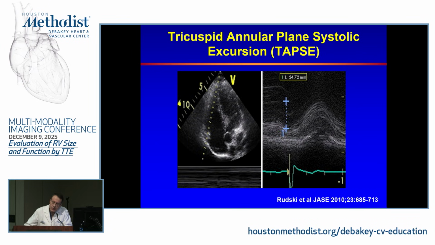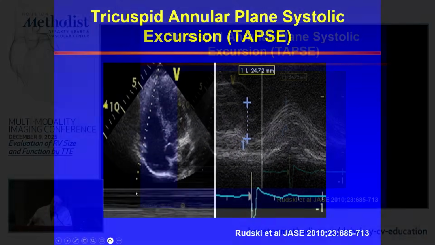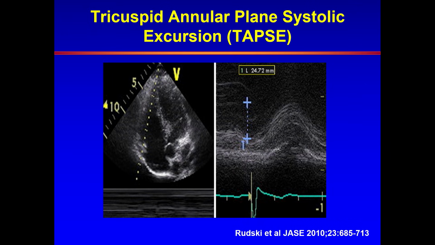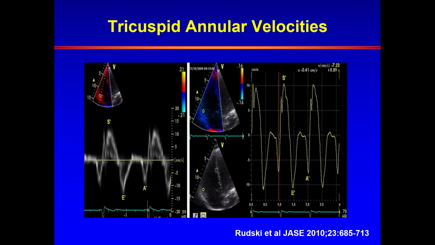Before we leave it, we need good alignment with the flow. If there is not good alignment, we will underestimate TAPSE. That's a challenge. In the post-operative setting, it is not uncommon to see a reduction in TAPSE, even though RV systolic function may not be depressed.